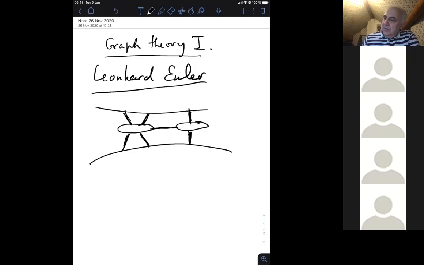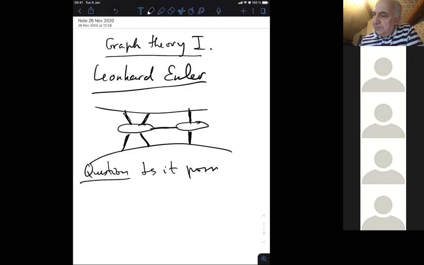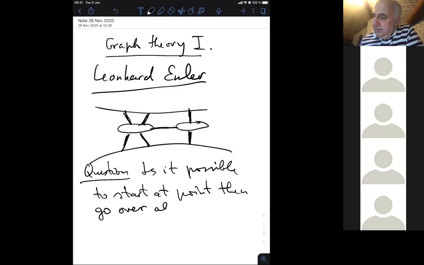And for some reason, rich people who didn't have much to do were asking a question which Euler finally answered: is it possible to start at a point, then go over all 7 bridges exactly once over each, and come back?